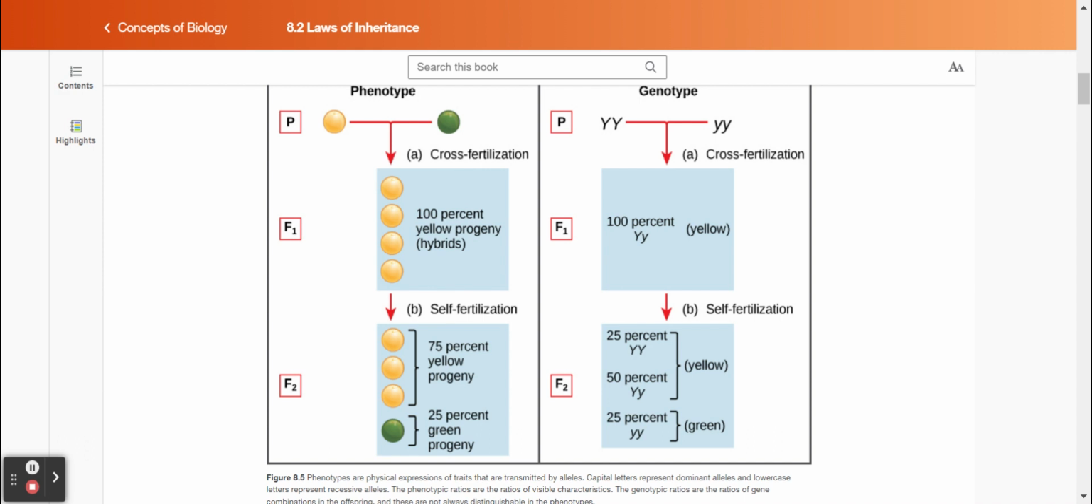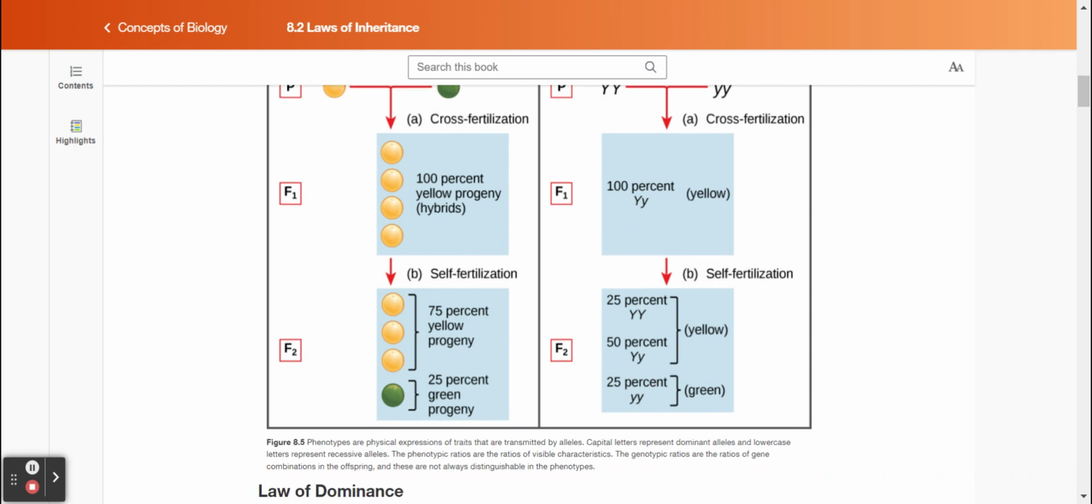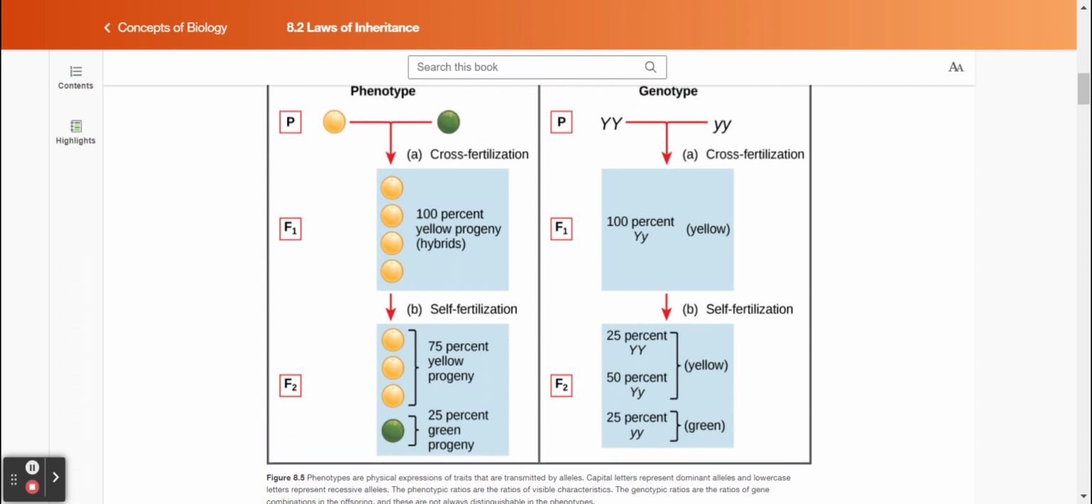Figure 8.5. Phenotypes are physical expressions of traits that are transmitted by alleles. Capital letters represent dominant alleles, and lowercase letters represent recessive alleles. The phenotypic ratios are the ratios of visible characteristics. The genotypic ratios are the ratios of gene combinations in the offspring, and these are not always distinguishable in the phenotypes.